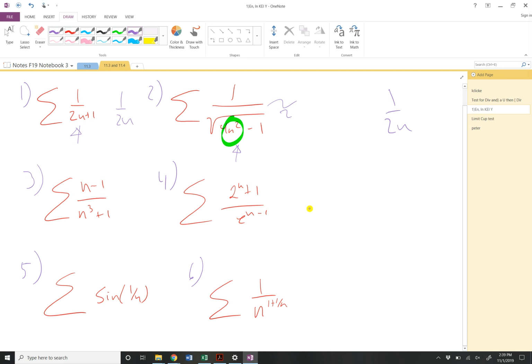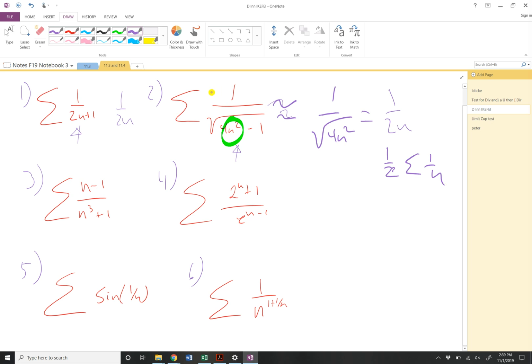1 over the square root of 4n squared. We think that the minus 1 shouldn't make that much of a difference. And so it should be similar to this, which is equal to 1 over 2n. Can you do a comparison here, or do you have to do a limit comparison? So 1 over 2n, does that converge or diverge? It diverges because it's half of the harmonic series, which diverges by the p-test.